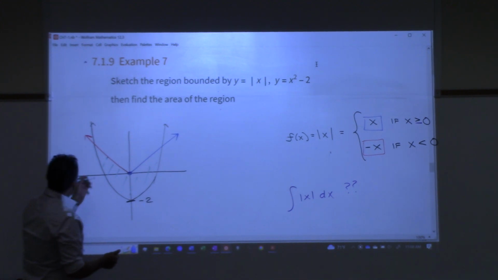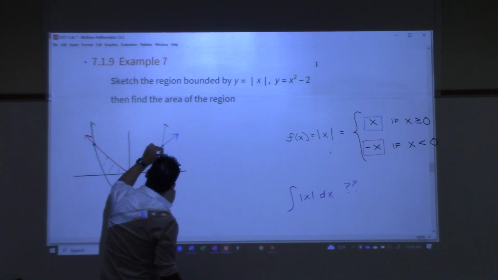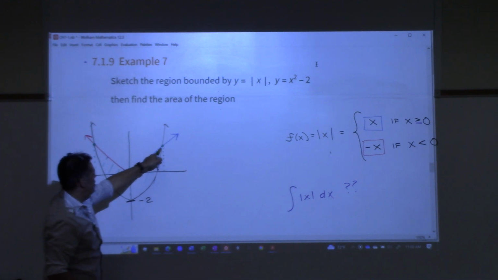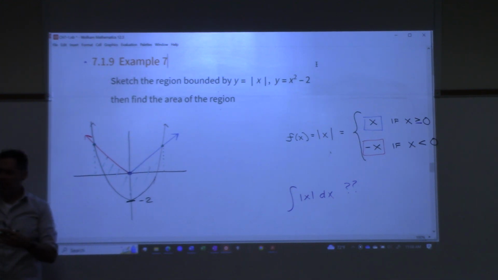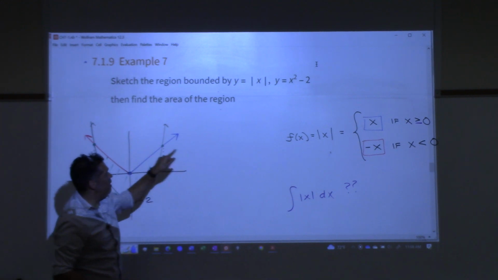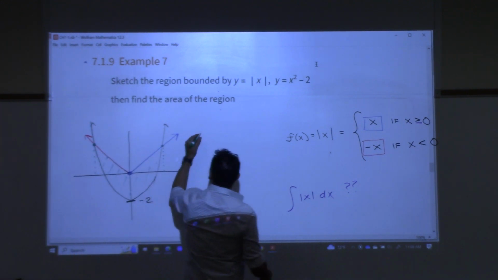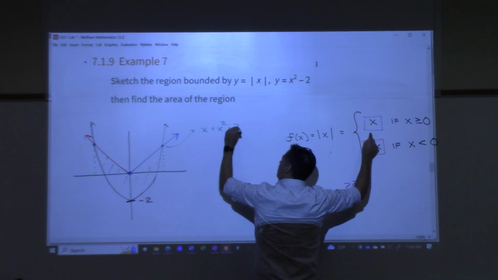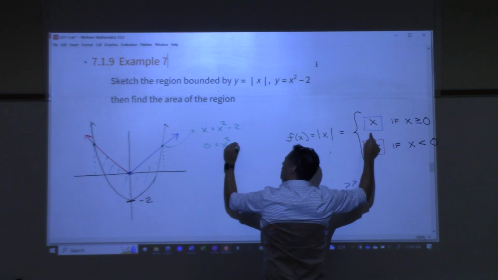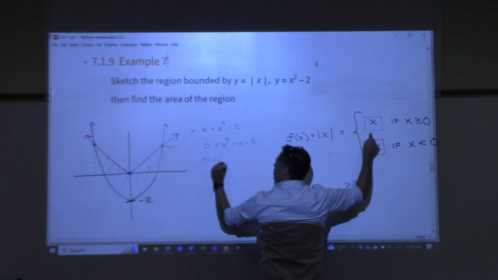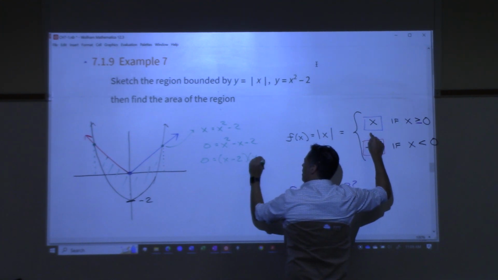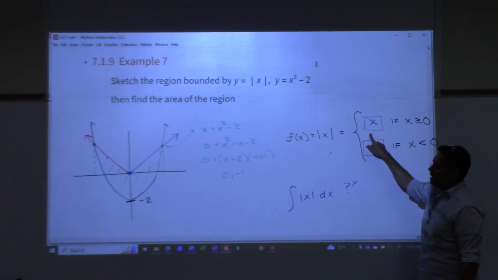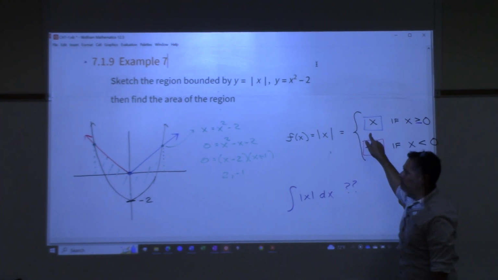Now, I do need to figure out where these points of intersection are. Let's find this one. How would I find that point? I would set what two things together? X, the blue one, and x squared minus 2. So to find that point, I would set x equal to x squared minus 2, and then I move everything to one side, and then I factor. I hate using green markers because they're hard to see. Then you get 2 and -1, right? And our answer would be 2.